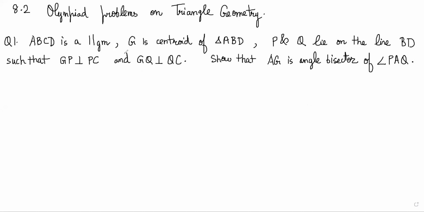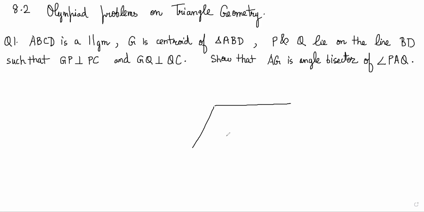ABCD is a parallelogram where G is the centroid of triangle ABD and P and Q lie on the line BD such that GP is perpendicular to PC and GQ is perpendicular to QC. So I'll draw the figure and we'll try to understand what this means.